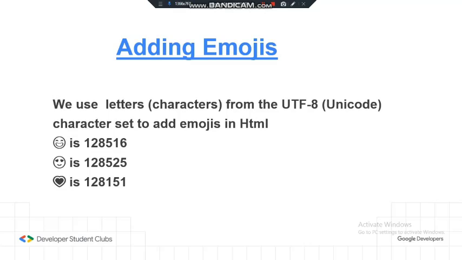You can see the first emoji is the smiling emoji. Its character code is 128516. Then similarly for the next one, we have a character code, and then we also have a code for the heart emoji. You can look up the full character codes for different emojis on the internet. So let's go to our editor to see.